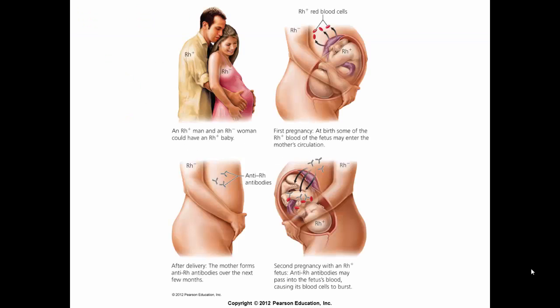And so this imagery shows that an Rh positive man and an Rh negative woman can have an Rh positive child, baby, fetus. During the first pregnancy, some of the Rh positive blood of the fetus may enter the mother's circulation. After delivery, the mother begins to form the anti-Rh antibodies, and on a subsequent pregnancy with an Rh positive fetus, the anti-Rh antibodies can pass into the fetus's blood, causing its blood cells to burst.